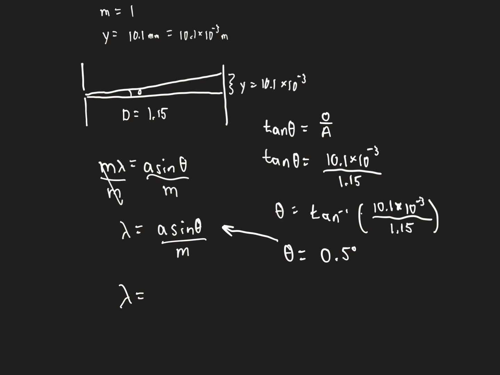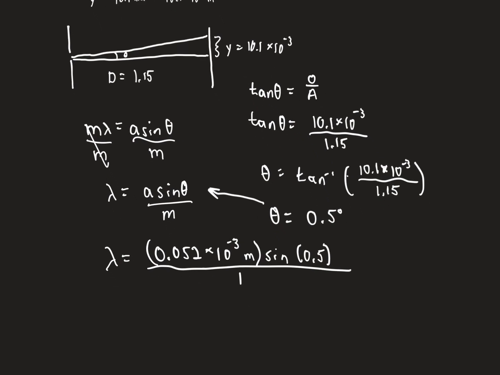A was equal to, they gave us in the problem, 0.052 millimeters. So I multiply that times 10 to the negative third to get it to meters, times sine of 0.5, and I divide by the order. This was the first dark spot they told us in the problem. So I get the wavelength is about equal to 4.65 times 10 to the negative 7 meters.